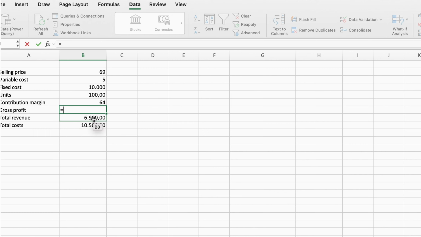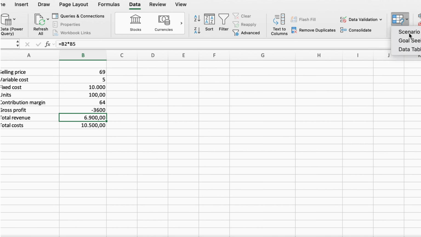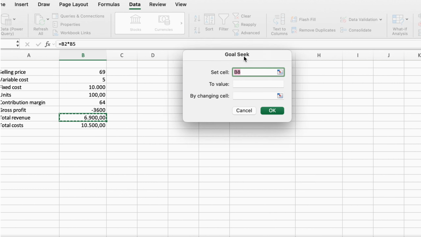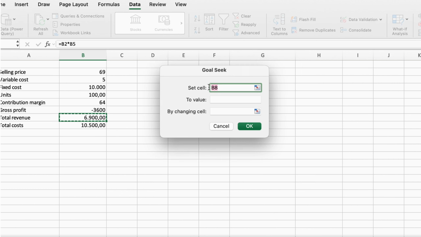To use the goal-seek function, first I click on the Data tab and set the cell of gross profit to 0, which is referred to as break-even, by changing the sales of units. By using goal seek, changing the sales of units to make the gross profit 0, we then get the break-even point of approximately 156 cases.